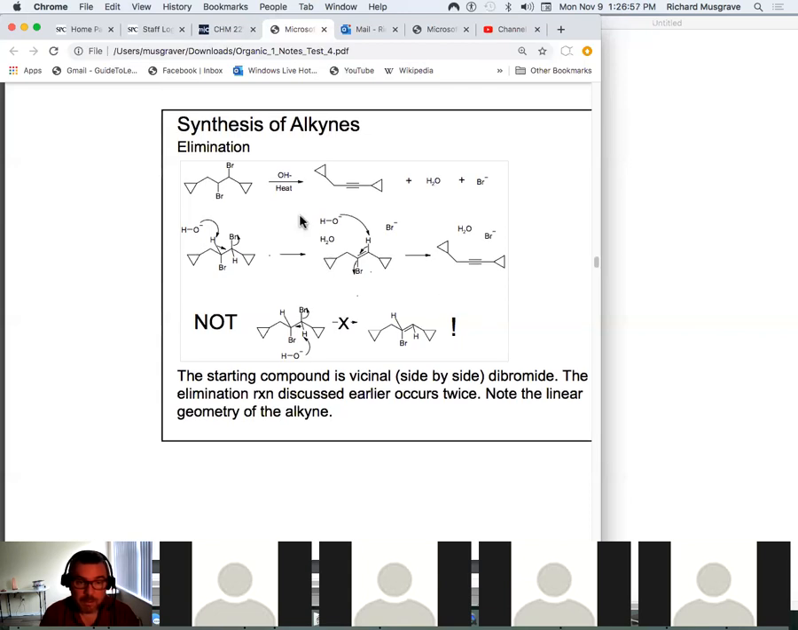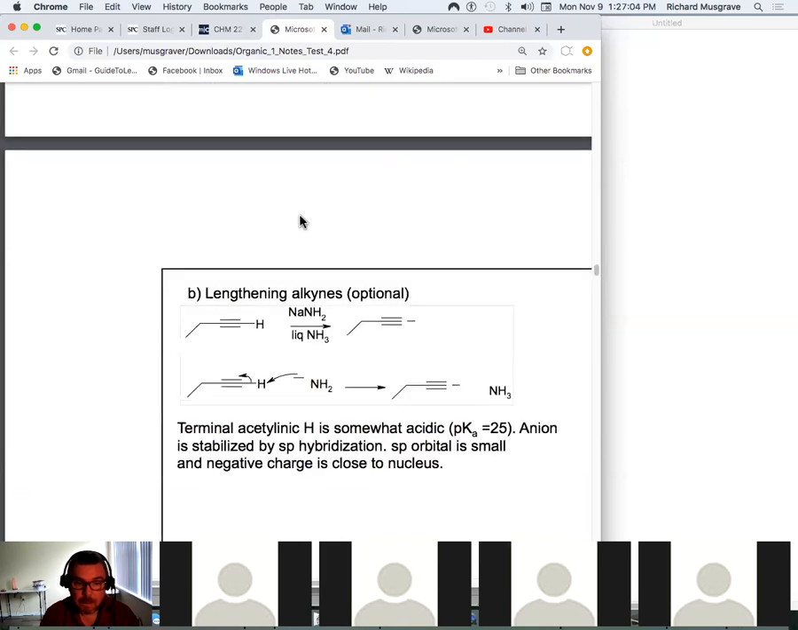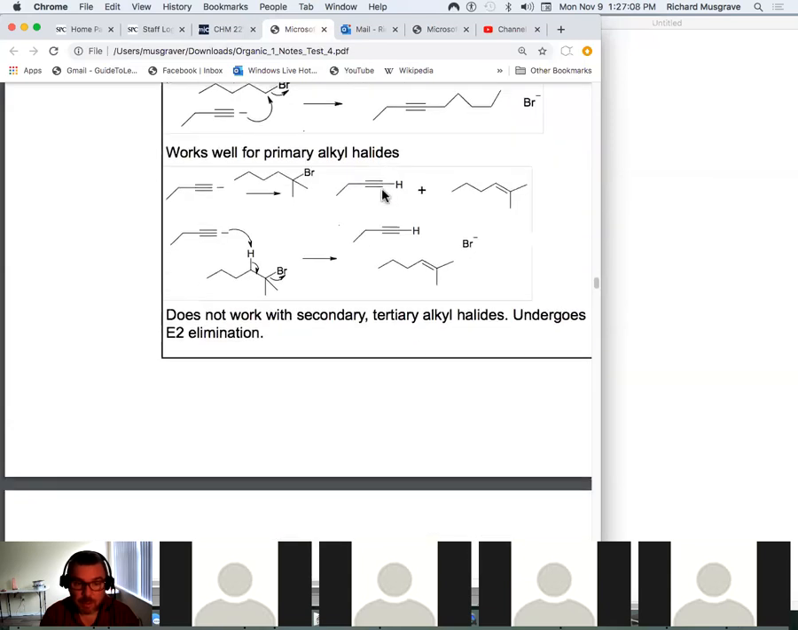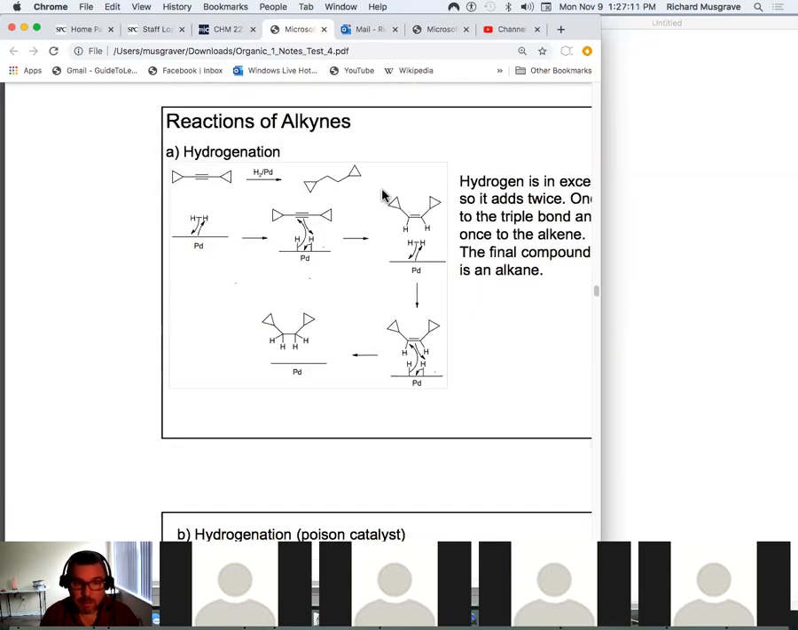All right, so that's synthesis of alkynes. Does anybody have any questions? Anything optional, I'm going to skip over the optional part here in the interest of time.